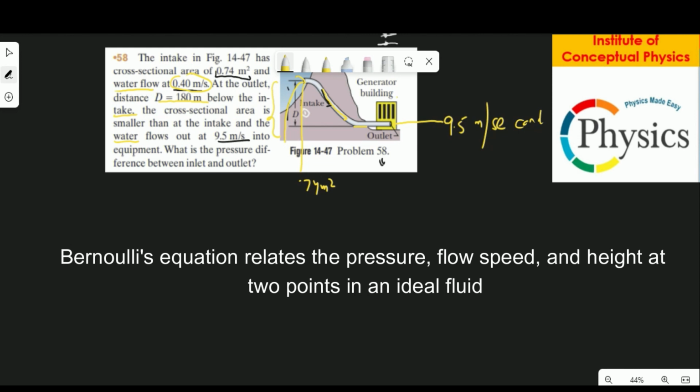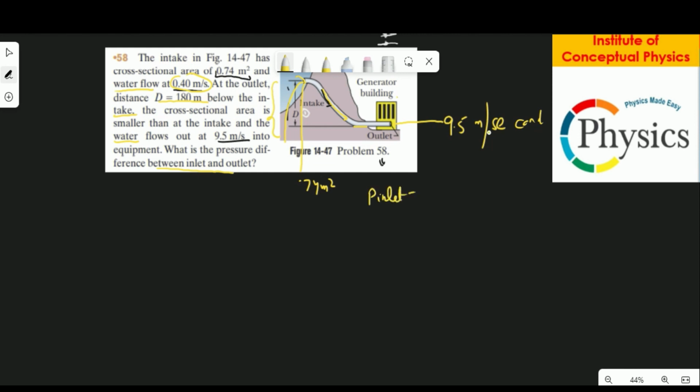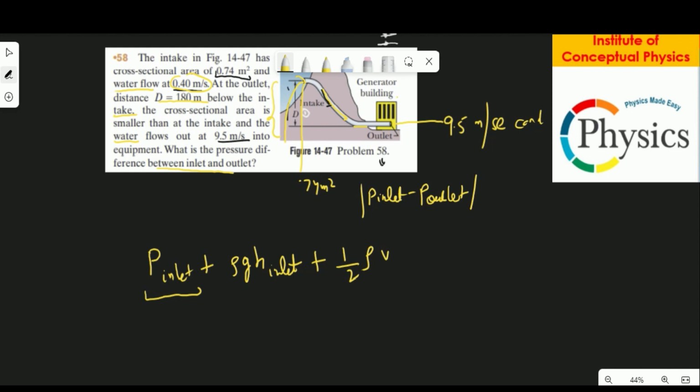You have to find the pressure difference between the inlet and outlet, which means P inlet minus P outlet. This is what you need to find out. Now, if you notice this question, and I say Bernoulli, the way you need to apply this is P inlet, this is the pressure head. Then let's apply the potential head, rho g h inlet, plus the kinetic energy head, which is because of the motion of the fluid, half rho v inlet square, is equal to P outlet plus rho, this is density, gravity, h outlet.